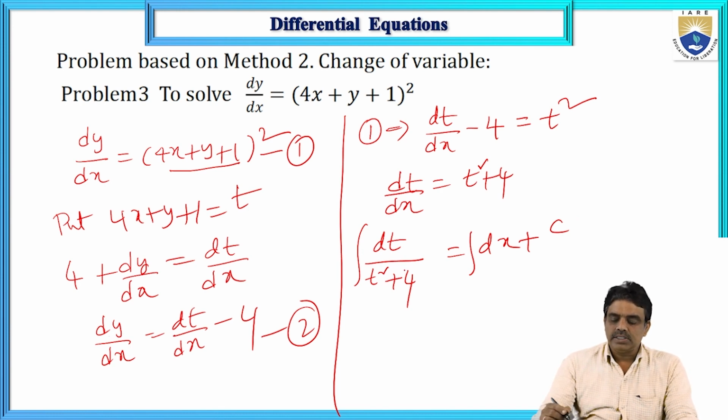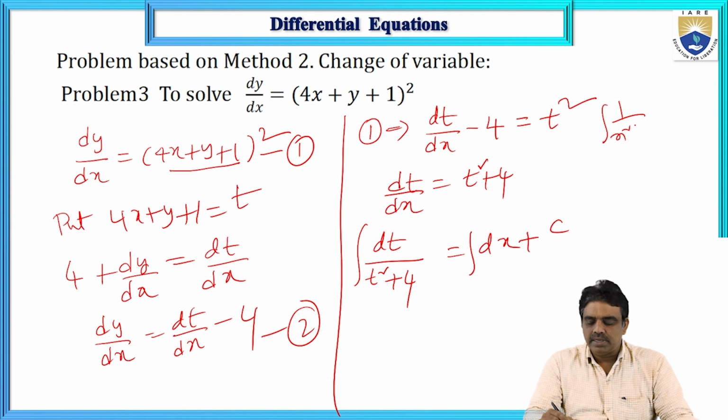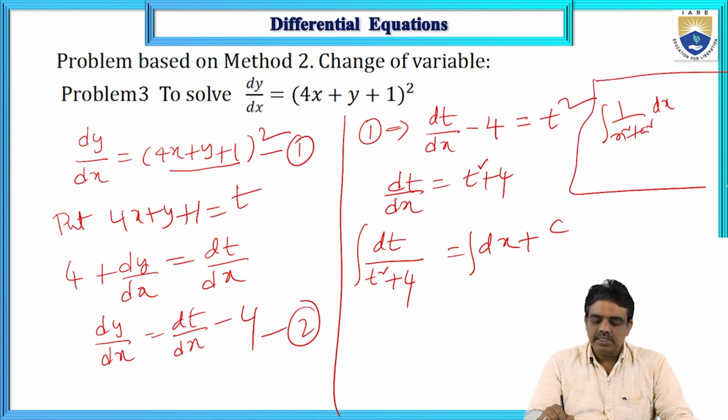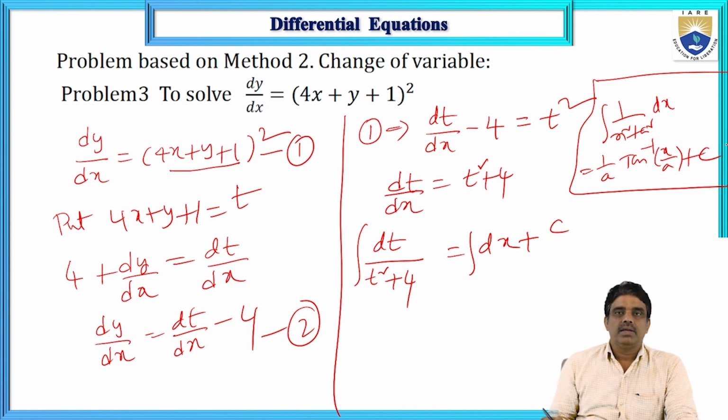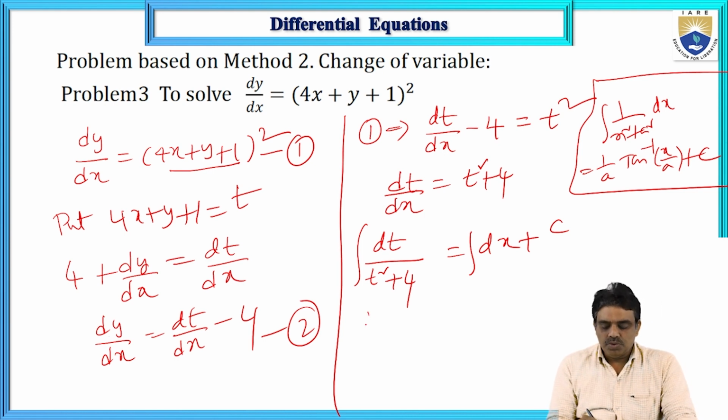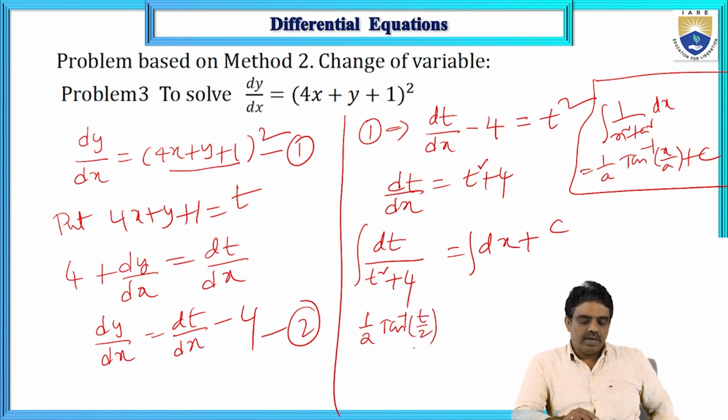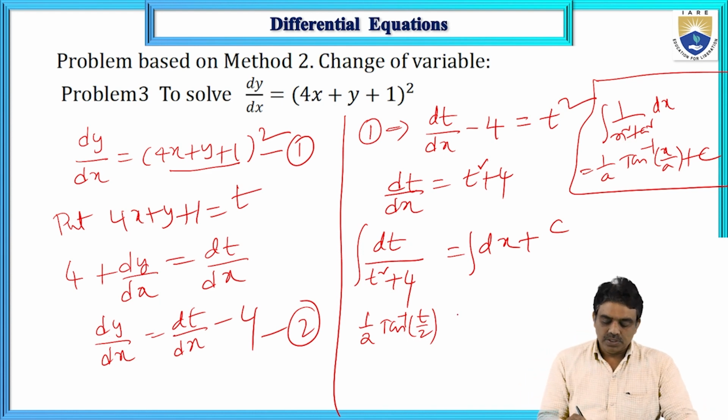Integral of a square plus x square dx. What is the formula? Integral of dx by x square plus a square is 1 by a into tan inverse x by a plus c. This is the formula. So here also it is 1 by 2 into tan inverse t by 2. The right side integral of dx is x plus c.